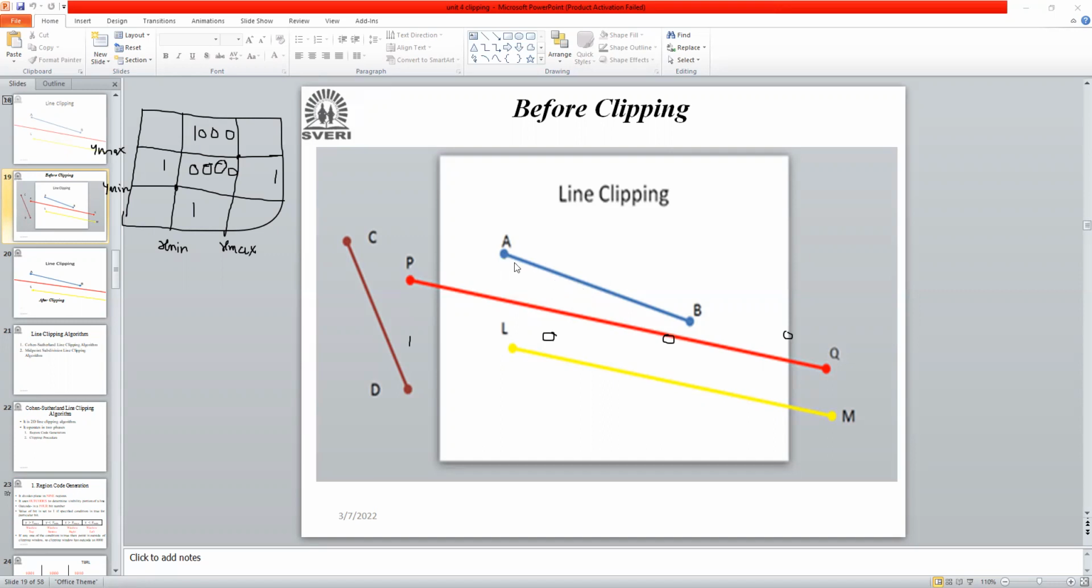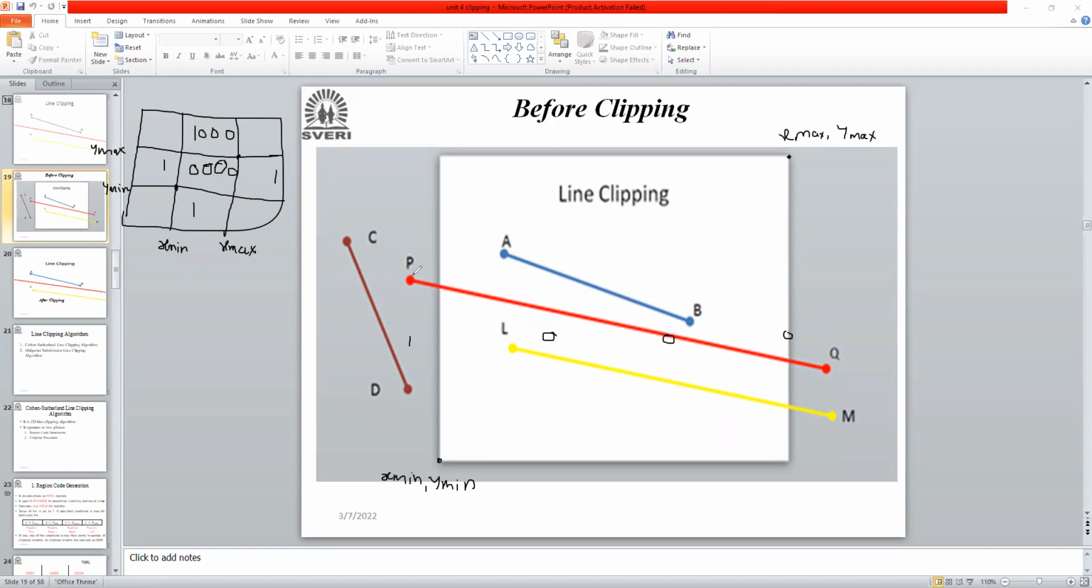So here I am going to consider the x min and x max of this window. This portion, the lower left corner, has the coordinates x min, y min. And this upper right corner has the coordinates x max, y max, the maximum x and maximum y value. Okay. So this is your clipping window.